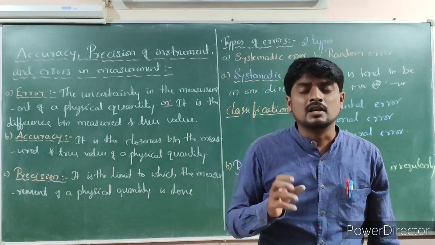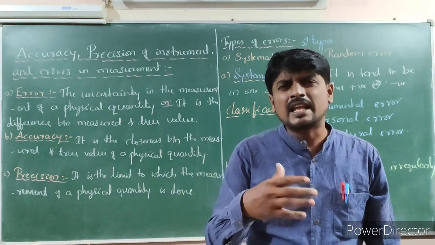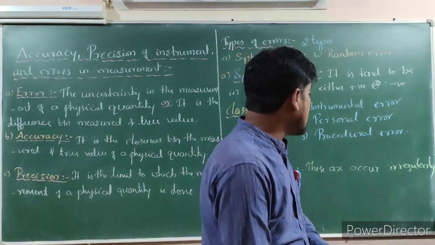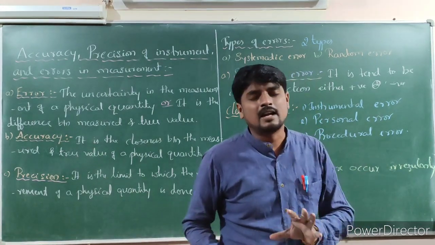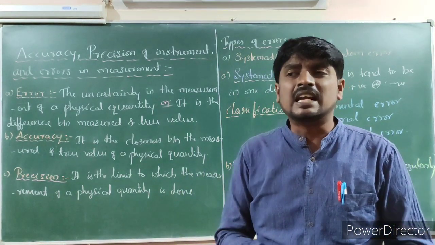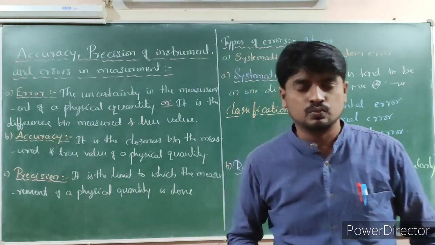Suppose I go with the pressure, or with the force, or with any other such things, at that time randomness comes into the picture in a very irregular way. So these types of random errors are called what? Irregular errors. Thank you.